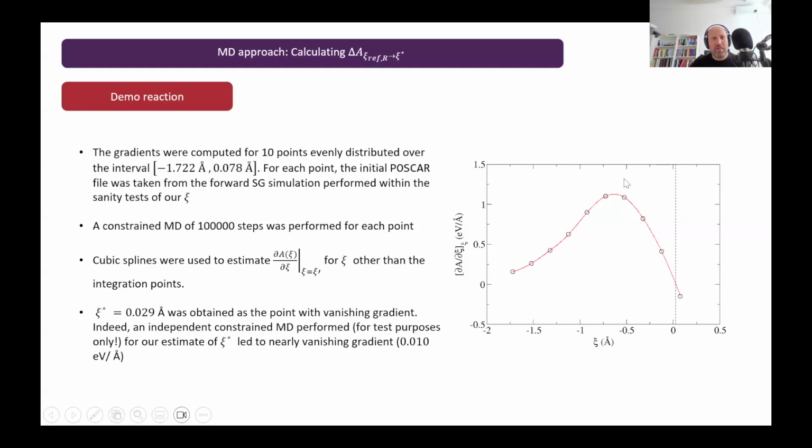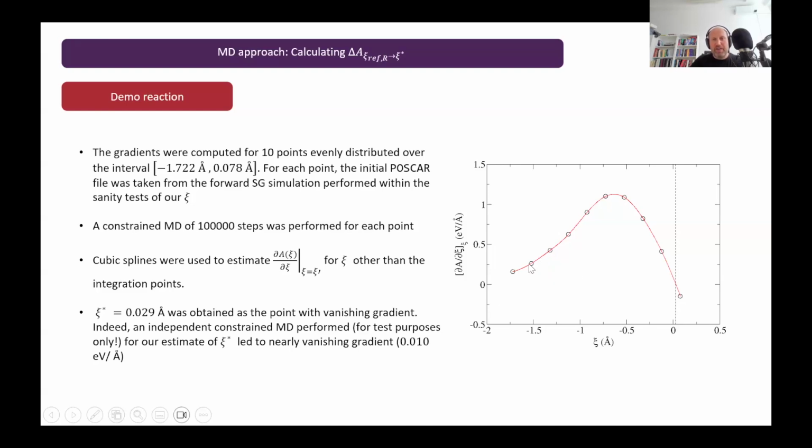Fortunately, this didn't happen in our case, right? So our profile looks quite smooth. To generate it, I used 10 integration points distributed over the interval starting at the relaxed reactant, and 1 point just behind the transition state, this one. And I initialized each constrained molecular dynamics simulation from the restart file generated in the forward slow growth simulation that we performed within our sanity tests, right? So I utilized the data generated there. The length of each constrained molecular dynamics run was 100,000 steps, so altogether I generated a million structures. This is why it is quite a heavy calculation.